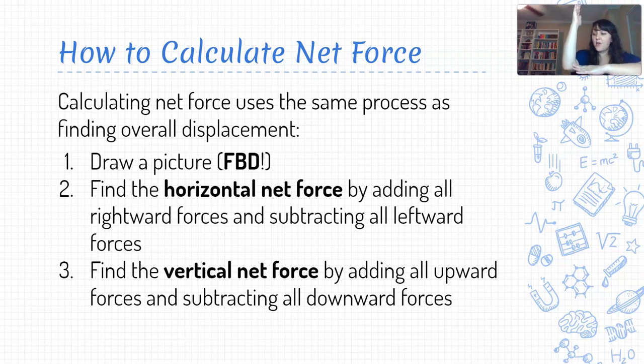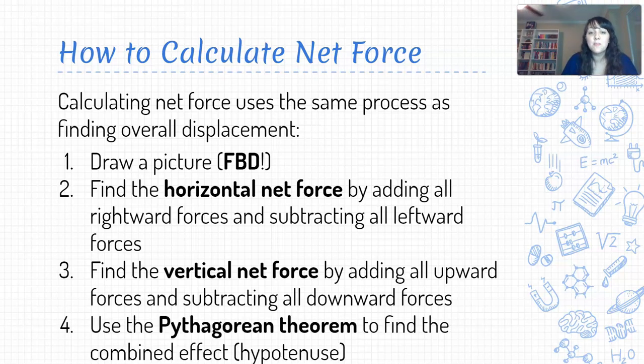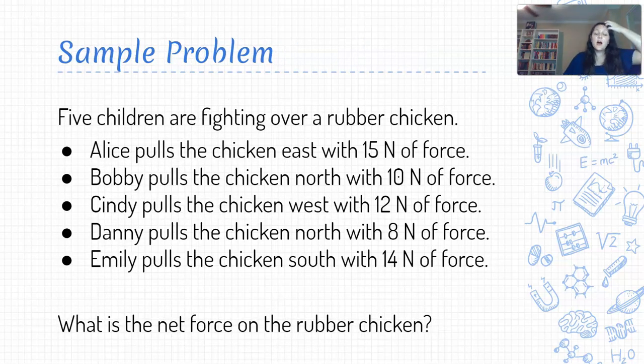And so if we're trying to find the combined effect of that, something getting pulled both to the right and upward or something like that, we can find that combined effect using the Pythagorean theorem. So we can think of those 2 component forces in the horizontal and vertical direction as 2 sides of a right triangle, with the overall combined effect being represented by the hypotenuse of that right triangle. So we bust out a squared plus b squared equals c squared, and we can find our overall net force. Okay, so let's work through a quick sample problem just to see this in action.